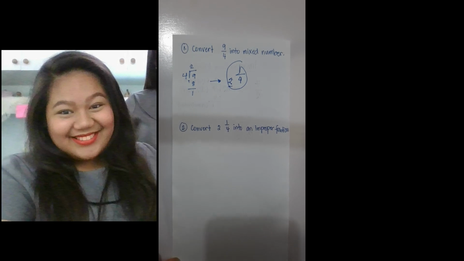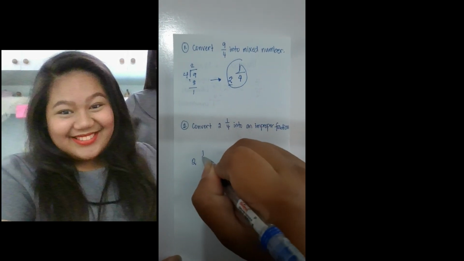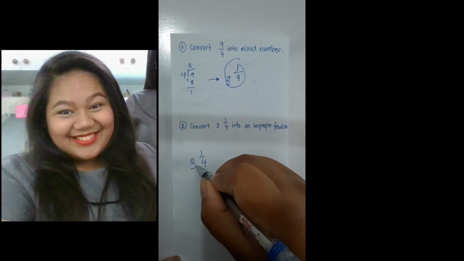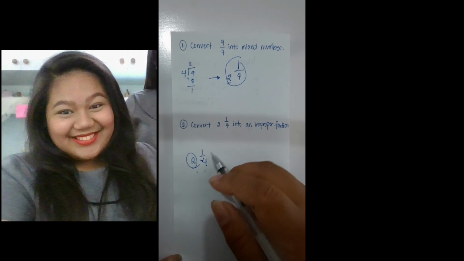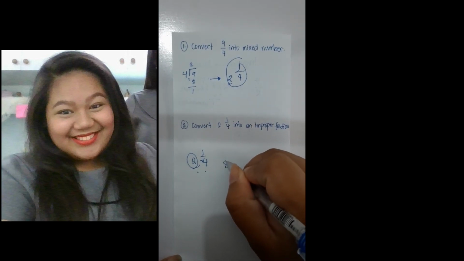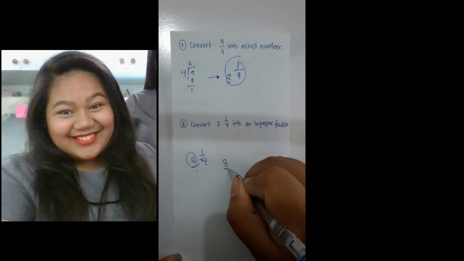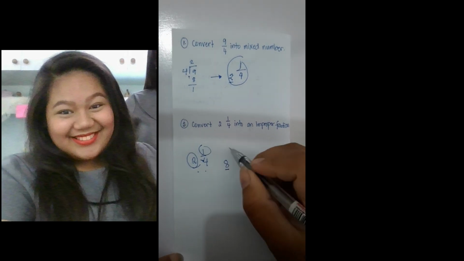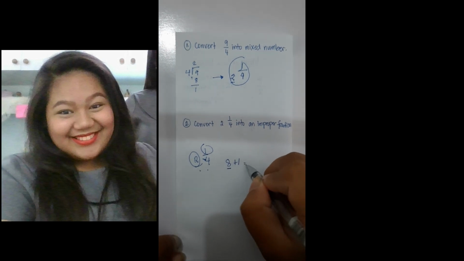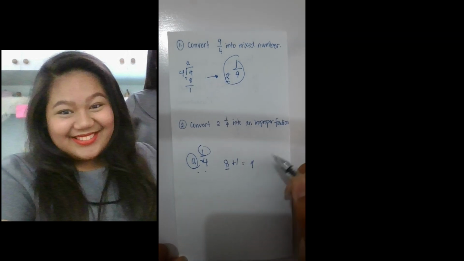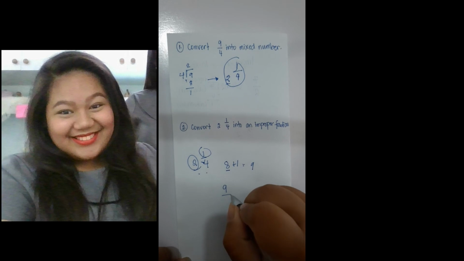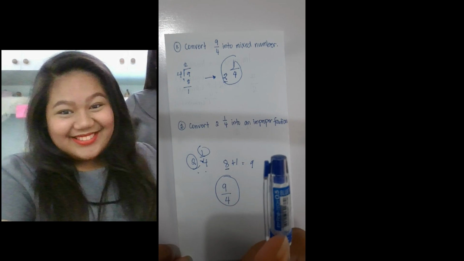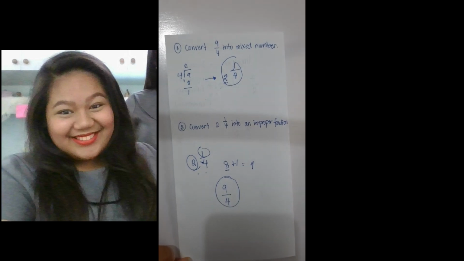Again, how are we going to do it? So, we will multiply our whole number by the denominator. So 4 times 2 equals 8. And the product, we will add to our numerator, which is 1. So 8 plus 1 equals 9. Very good. So our new improper fraction would be 9 over 4. Do we have the same answer? Very good. Now you're ready for our next lesson.